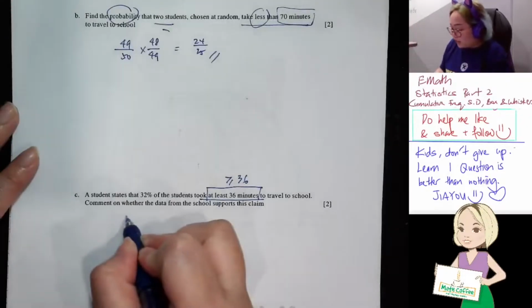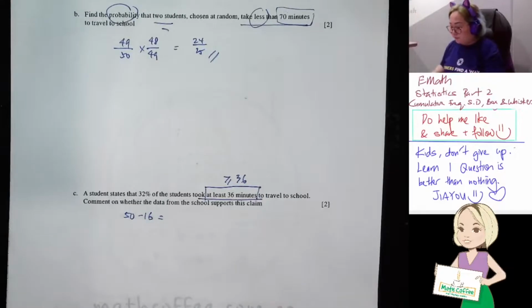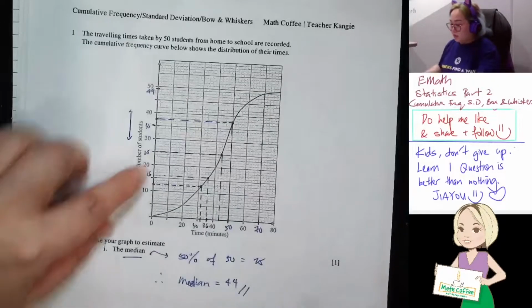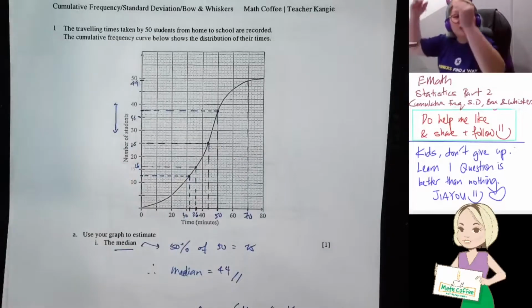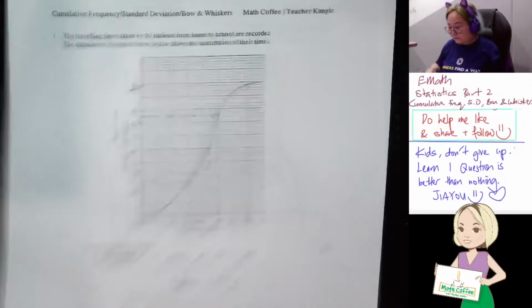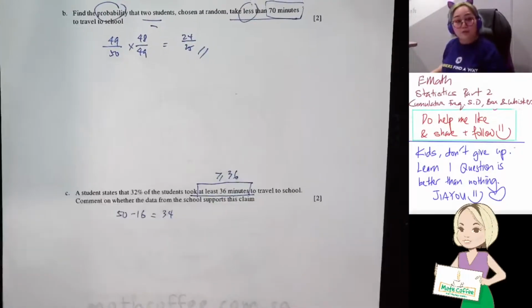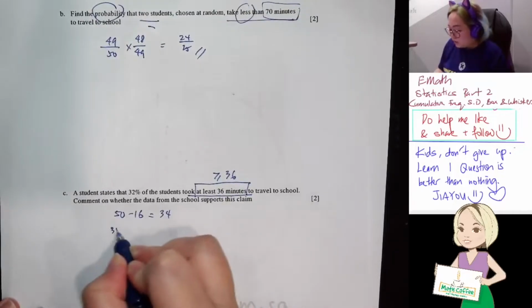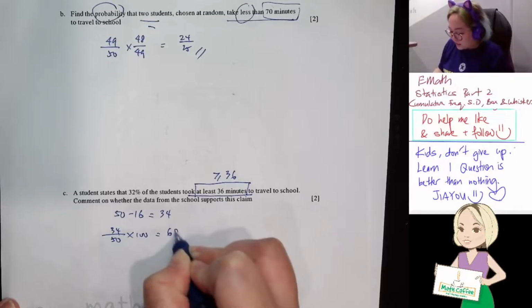So I have to take 50 students minus 16. Those above, 16 students is here. Those above will be 36 and above. So you need to take 50 minus 16, and you get 34. I want to find the percentage. So 34 out of 50 students times 100, it is actually 68%.